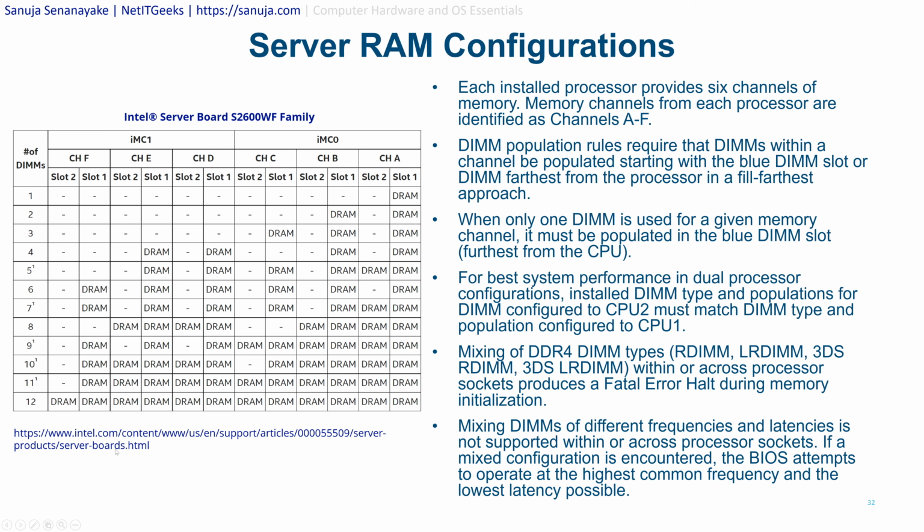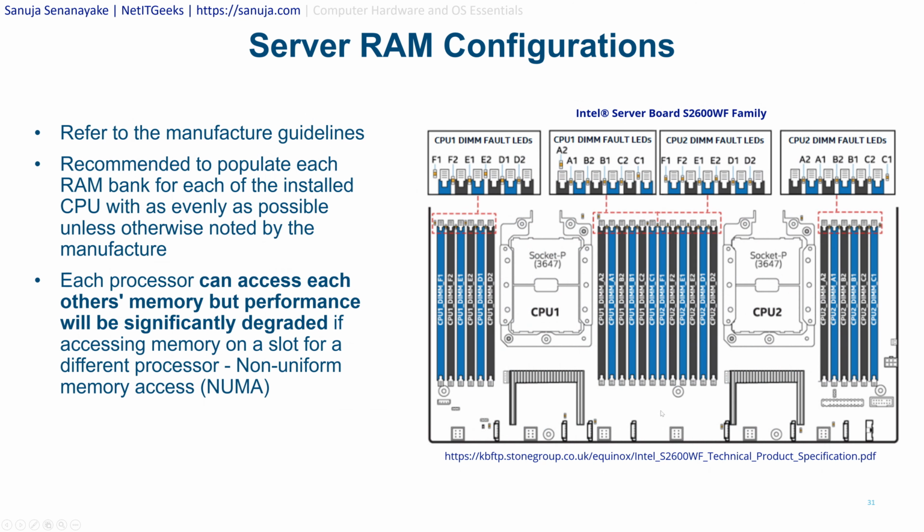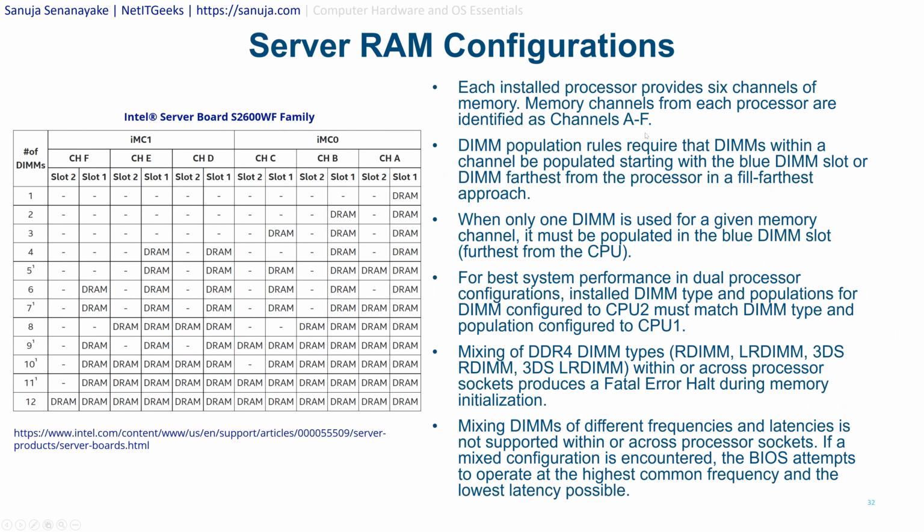You can go right here. It's displayed on your screen right down here. And it says, each installed processor provides 6 channels of memory. Memory channels from each processor are identified as channel A through F. On your processor board itself, it will sometimes have these letters A through F printed onto the board.